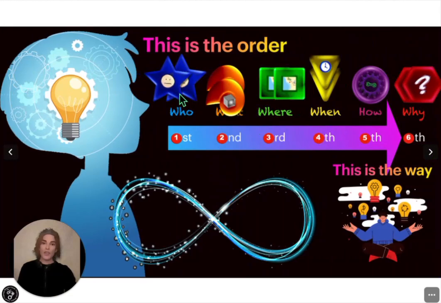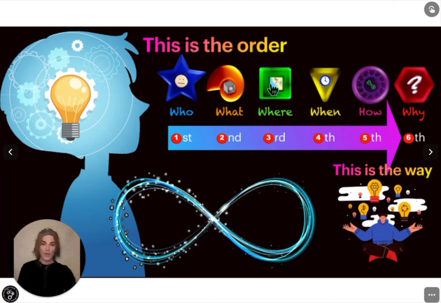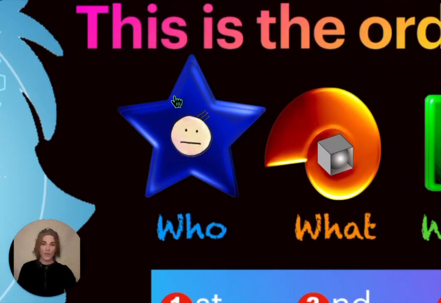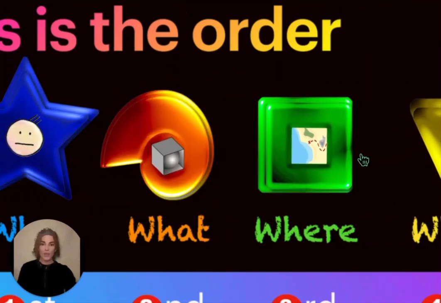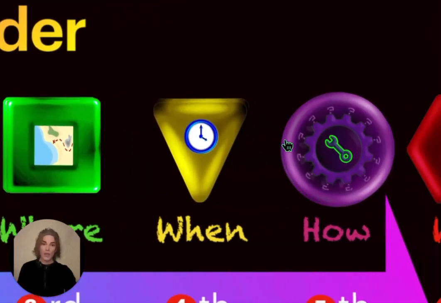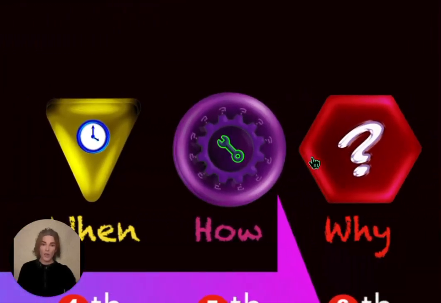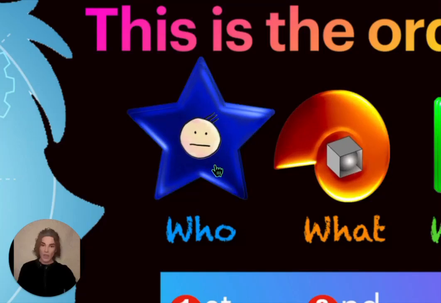Okay, so this is the order. It's who first, second is what, third is where, fourth is when, fifth is how, and the last one, sixth, is why. So if we look at this very closely, zoom it up here, who is a person, what, I've used a box with a ball in it for a thing, where is a map, and when is a clock, how is a gear, and why is a question mark. I also use colors and shapes to help people to remember them more easily.